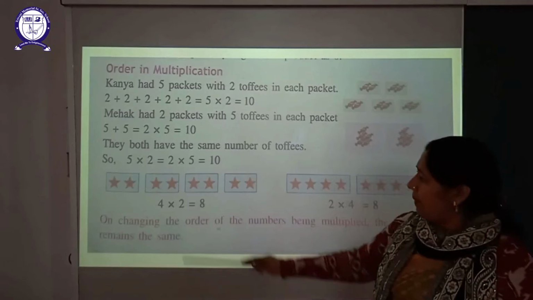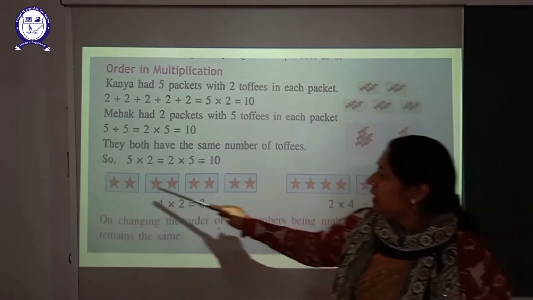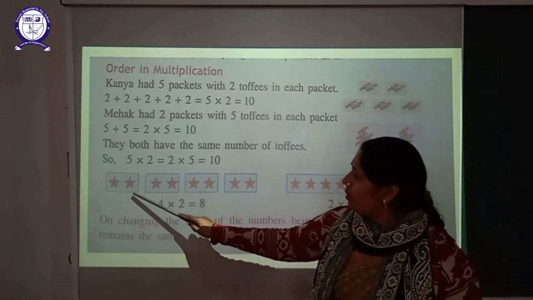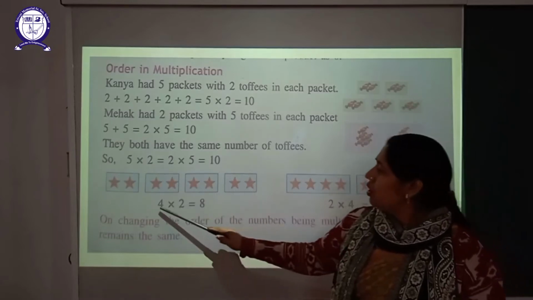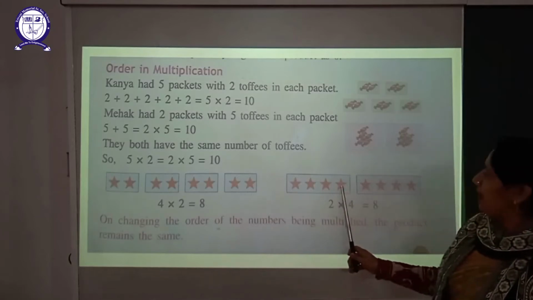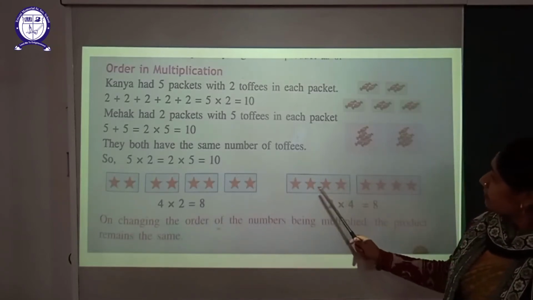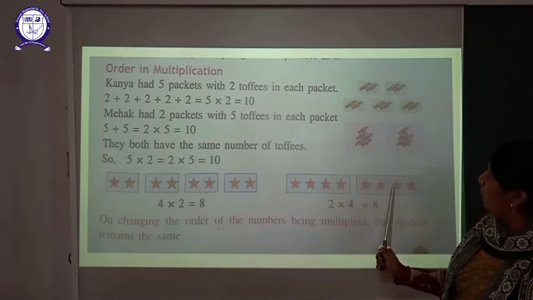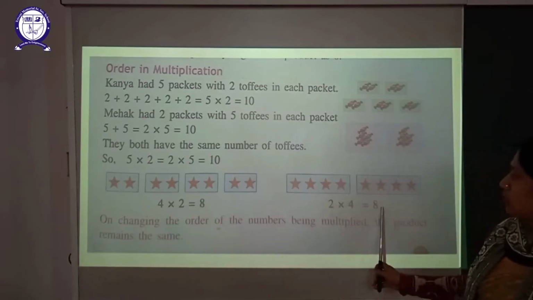Let's do one more example. 1 box, 2 boxes, 3 boxes and 4 boxes. There are 4 boxes and each box contains 2 stars. Okay, so 1 times 2, 2 times 2, 3 times 2, 4 times 2. So we write 4 times 2 is equal to 8. And here we look at only 2 boxes and each box contains 4 stars. 1 times 4 and 2 times 4. And in both cases the answer is the same, 8 is equal to 8.